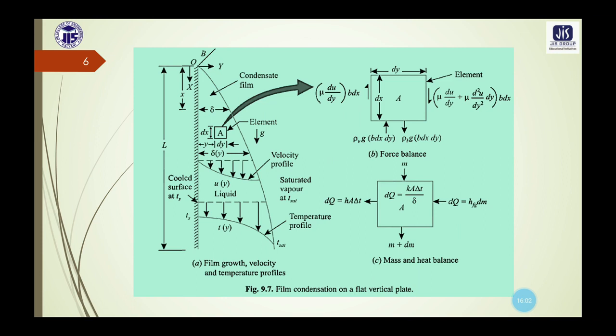Now, unless the velocity of the vapor is very high or the liquid film is very thick, the motion of the condensate would be laminar. And the thickness of this condensate film will be a function of the rate of condensation of vapor and the rate at which the condensate is removed from the surface. These are the things upon which the thickness of the condensate film depends.